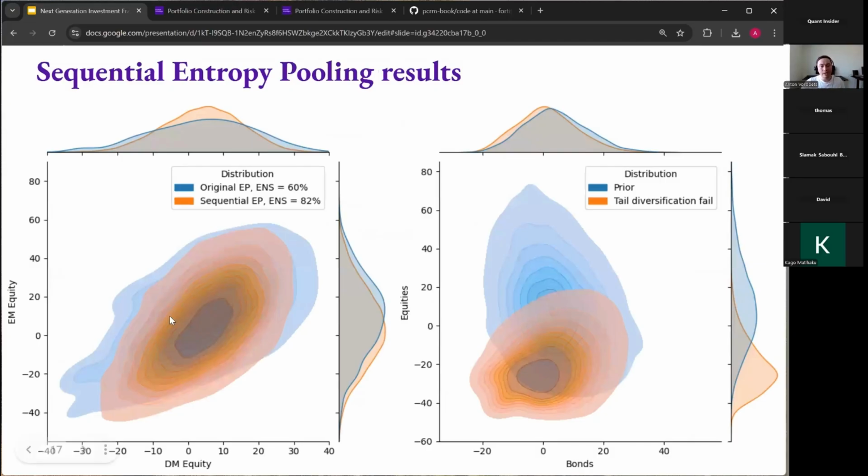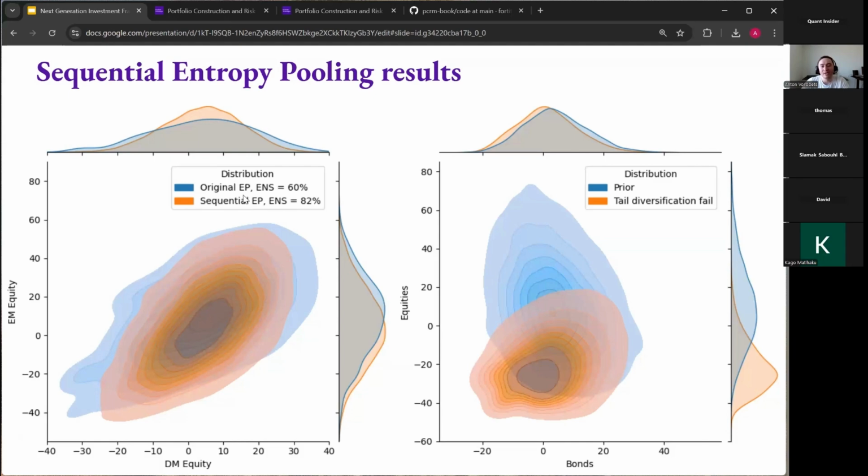Here on the left, you can see a joint distribution for developed market equities and emerging market equities. We implement the exact same views, but here we get much better results when we use the sequential algorithms. For example, with entropy pooling, there's a related number called the effective number of scenarios, which tells you how concentrated you are in your scenario probabilities, and it has an inverse relation to the relative entropy. So the lower the effective number of scenarios, the higher the relative entropy. We want an effective number of scenarios as high as possible because this gives us a lower relative entropy.